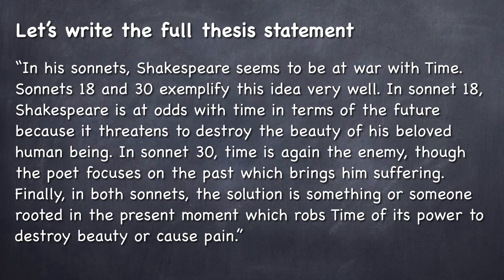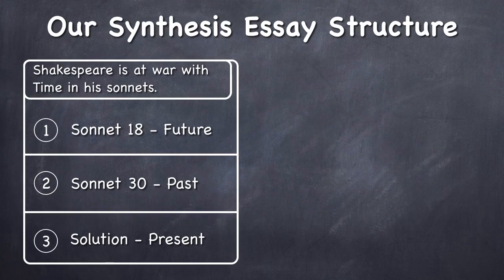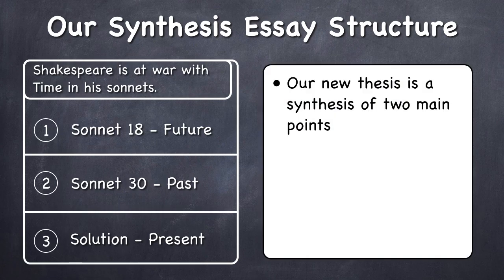And let's take a look at the structure of this thesis statement, because the thesis statement is really our outline. And we have our outline right here. See, Shakespeare is at war with time in his sonnets, in Sonnet 18 and Sonnet 30. Our new thesis is a synthesis of 2 main points, as you can see. This is our main point.